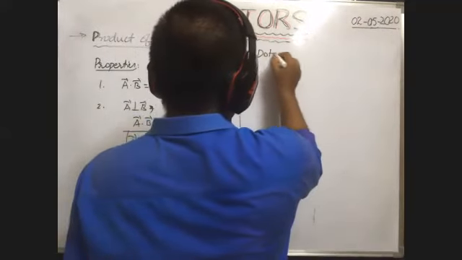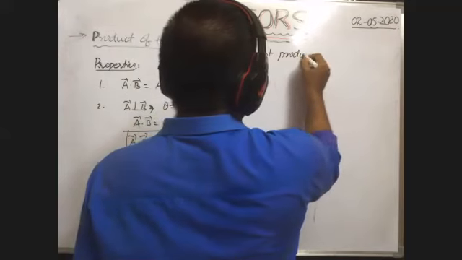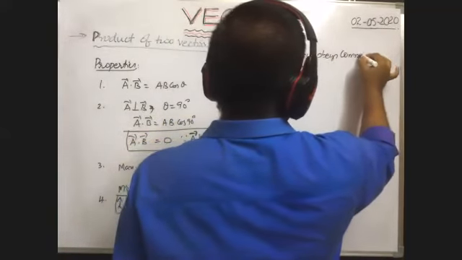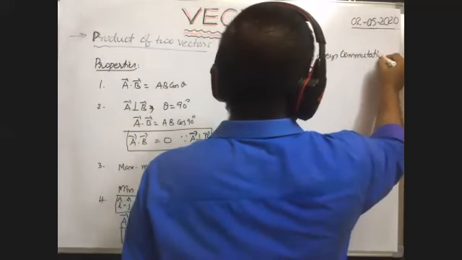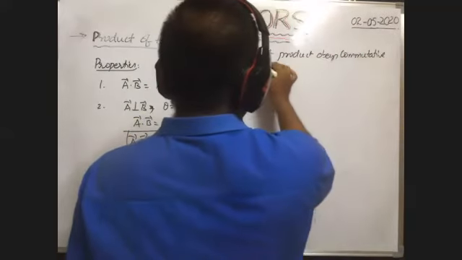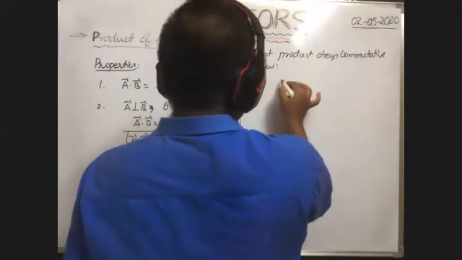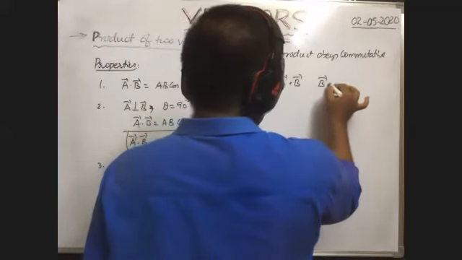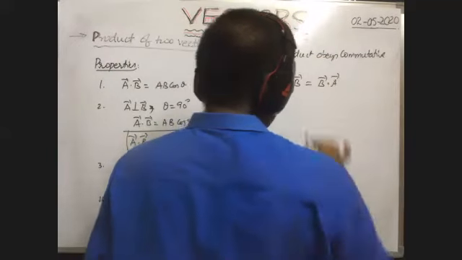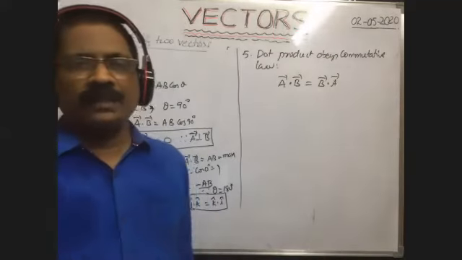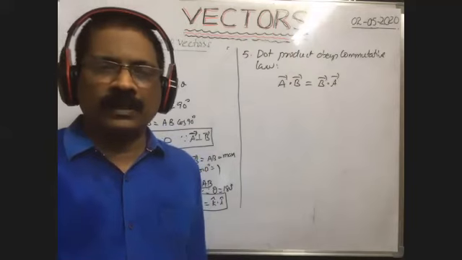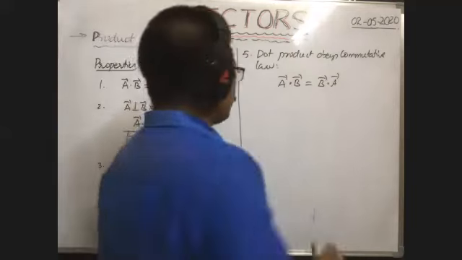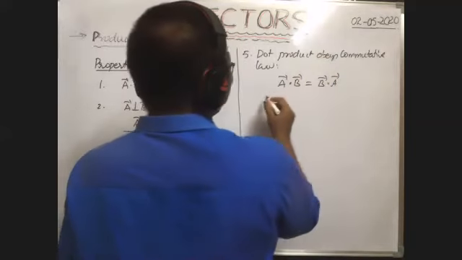Dot product obeys commutative law. Already in addition, we observed the commutative law. According to that, if you do a bar dot b bar or b bar dot a bar, it makes no difference. Both are equal. That's why dot product obeys commutative law.